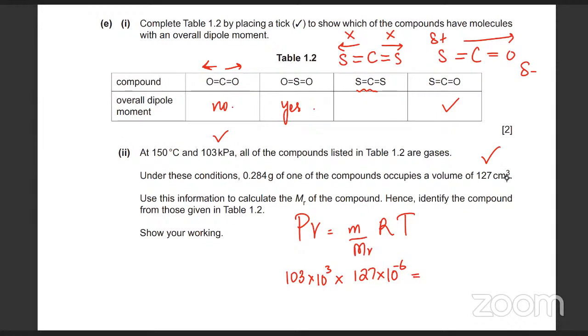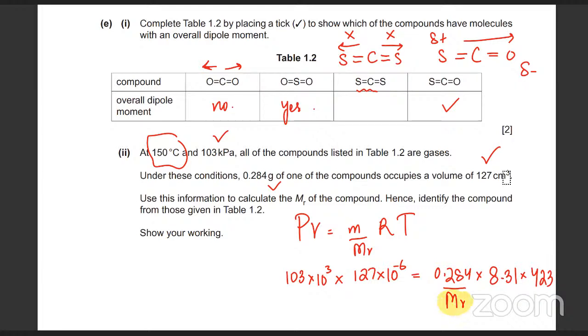The mass is already given, that's 0.284 grams divided by the Mr, which we don't know. R is 8.31. And the temperature is 150 centigrade, which should be in Kelvins. What is 150 in Kelvins? 423.15. So now let's find the Mr.